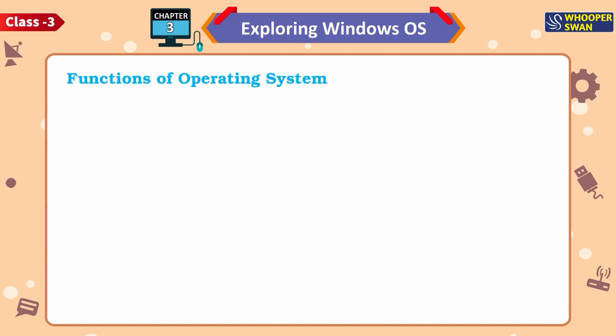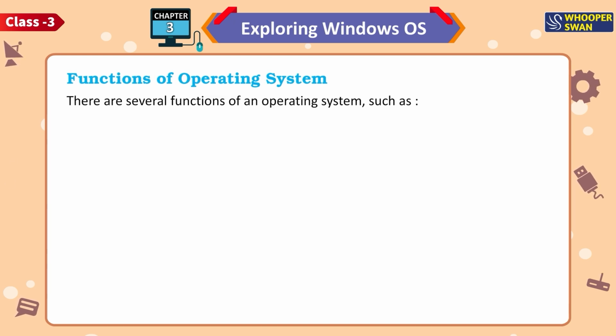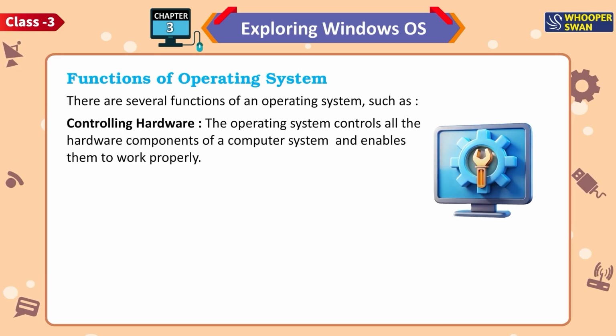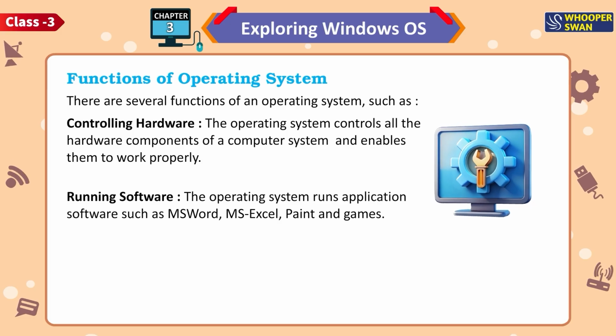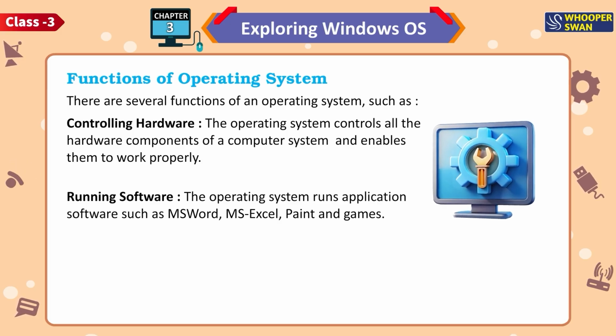Functions of operating system. There are several functions of an operating system, such as controlling hardware. The operating system controls all the hardware components of a computer system and enables them to work properly. Running software. The operating system runs application software such as MS Word, MS Excel, Paint and games.